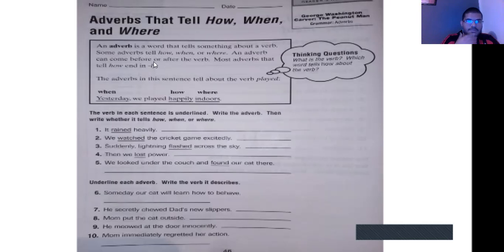where we need to identify the verb and the adverb. And we already reviewed this. So we have here an example. Yesterday we played happily indoors. It says the verb in each sentence is underlined. Write the adverb. They want us to write the adverb of this line. Then write whether it tells how, when, or where.